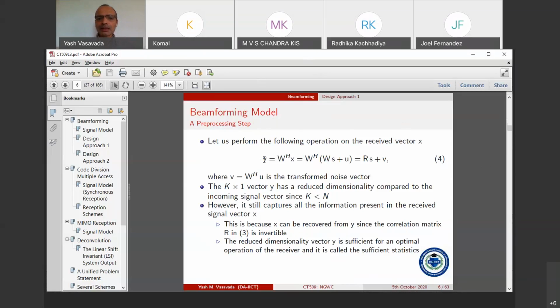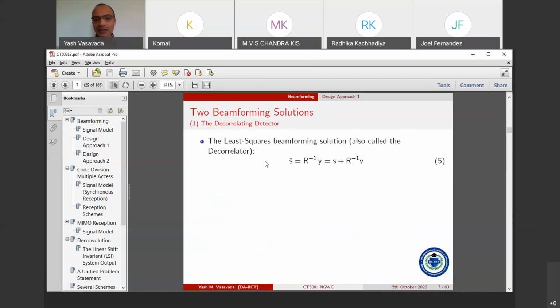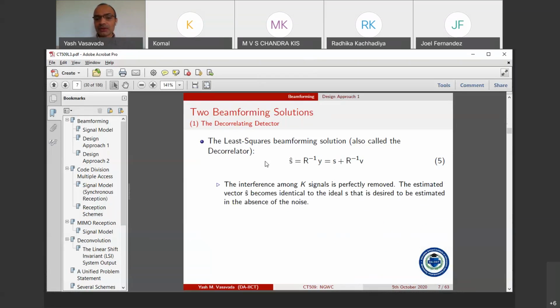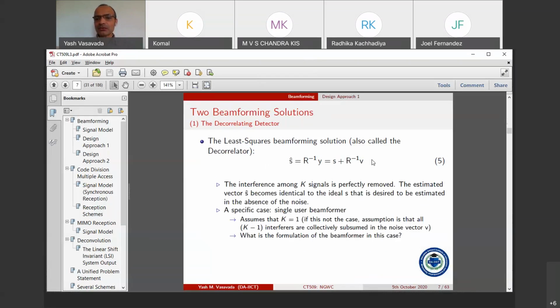So this is nothing but our traditional receiver, where if we assume that R is an identity matrix, meaning that W is the orthonormal matrix, then all that we need to do is just obtain Y and then perform decisions on the vector Y. Now in CT509, we are allowing R to be a non-identity matrix, and so we have said that there are several solutions. One is called the decorrelating solution, which just multiplies Y with the inverse of R. And that actually perfectly removes the interference, but maybe at the expense of a little bit of messing around with the noise vector V. And that is something that we will try to analyze, hopefully, in today's lecture.